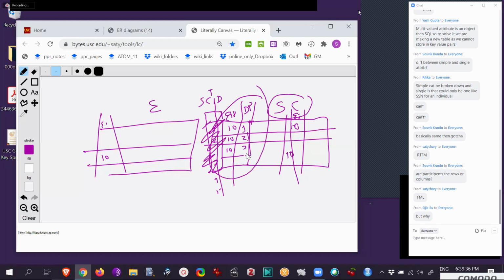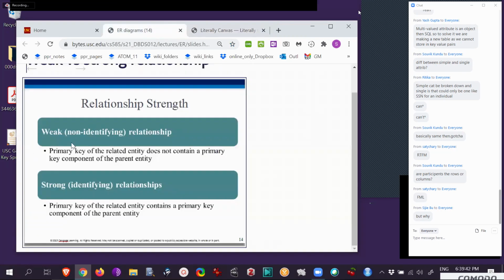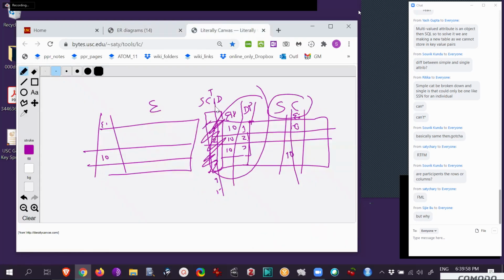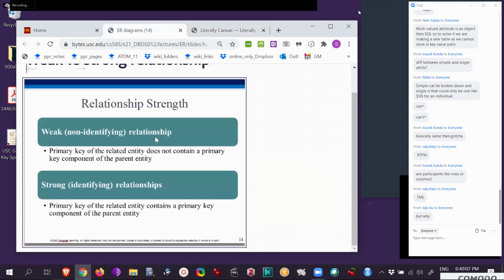How you do it is what makes it a strong or weak relationship, right? That is so cool. So that's what this says. A weak, non-identifying relationship: the primary key of the related entity, meaning the primary key of the spouse children table, does not contain the primary key of the parent. That is what I had before. When I just call all these 1, 2, 3, 4, 5 and I make this a foreign key, this 10 is not anywhere here. That is exactly what makes it weak. It's called a non-identifying relationship.